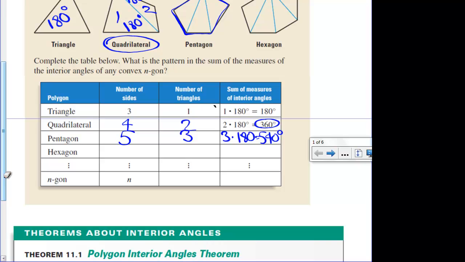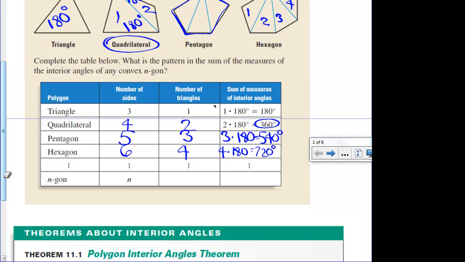What if we have a hexagon? Hexagon has a total of how many sides? 6. And how many triangles can we make? We can make 1, 2, 3, 4. So to find the sum of the measure of the interior angles, we're going to say 4 times 180, and that gives us 720 degrees.